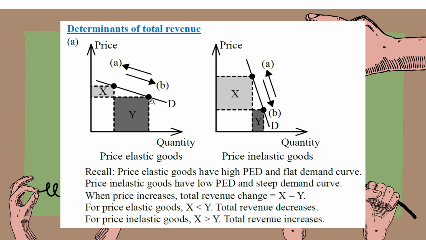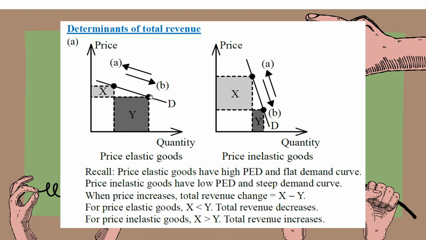A is from right hand side to left hand side. It means that it is a price rise. Okay, the arrow, can you see? Price elastic good is flat. Price inelastic good is steep. See what happened during a price rise.